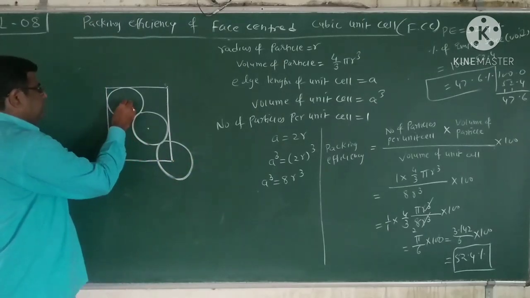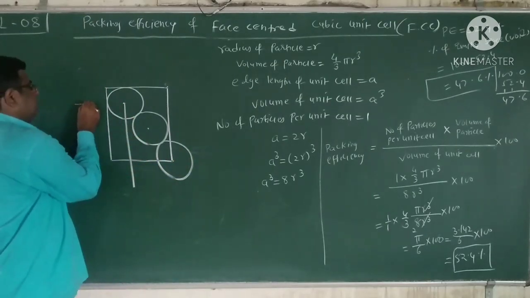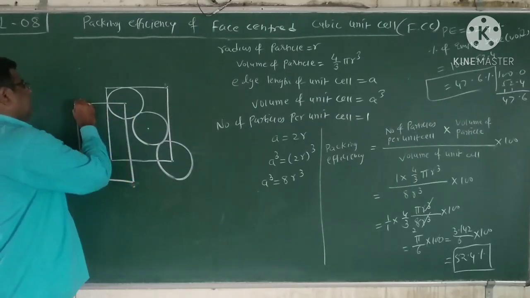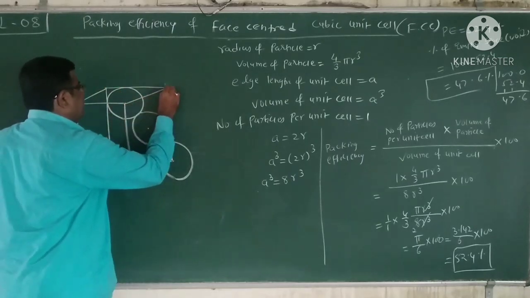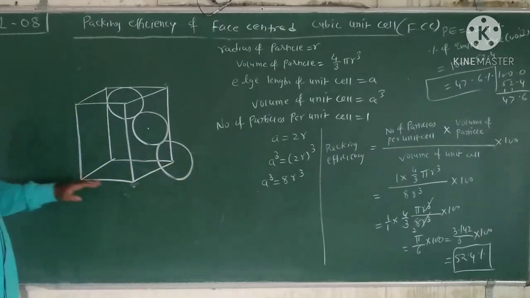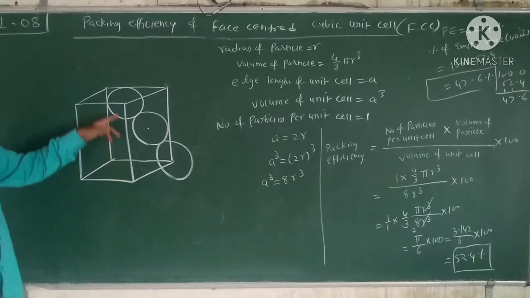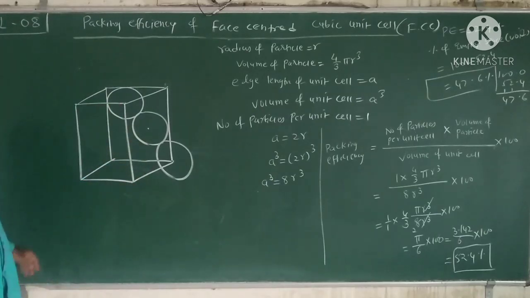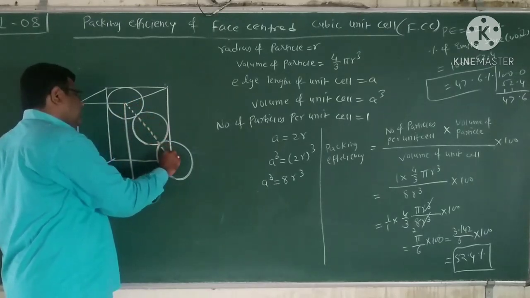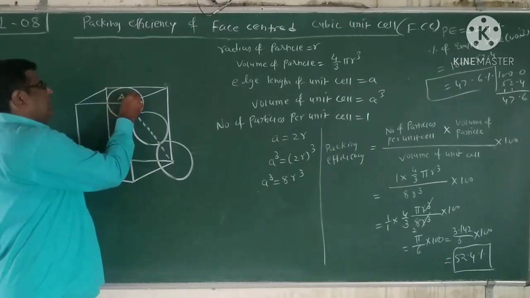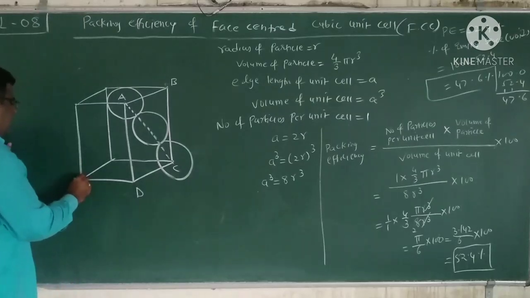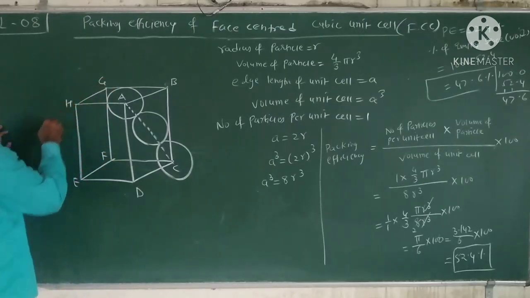And again, create a cube here. This type of diagram. On the face, these three atoms are there, and then you have to draw this type of face diagram, and you have to label A, B, C, D, E, F, G, H.